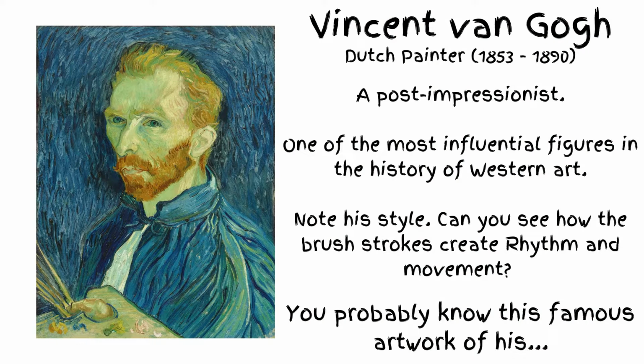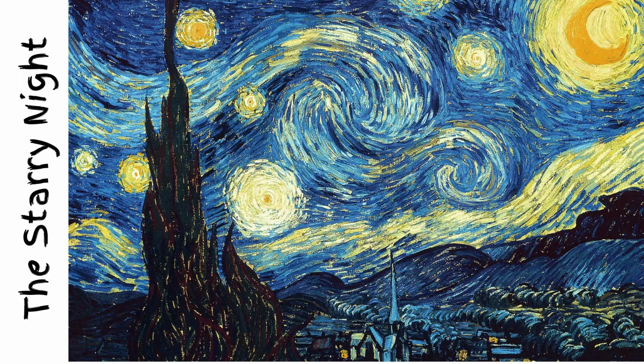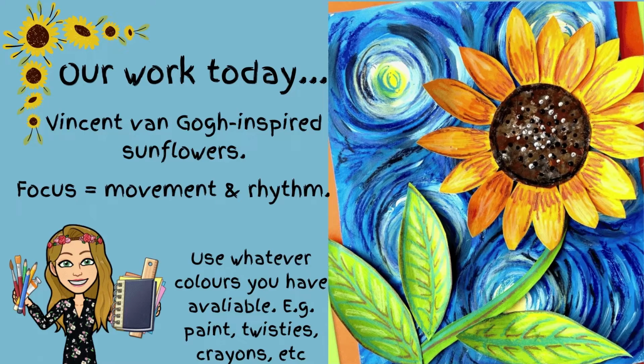Vincent van Gogh, Dutch painter, 1853 to 1890. A post-impressionist, one of the most influential figures in the history of Western art. The picture on the left is a self-portrait. Note his style. Can you see how the brush strokes create rhythm and movement? You probably know this famous artwork of his, The Starry Night. Isn't it beautifully done?